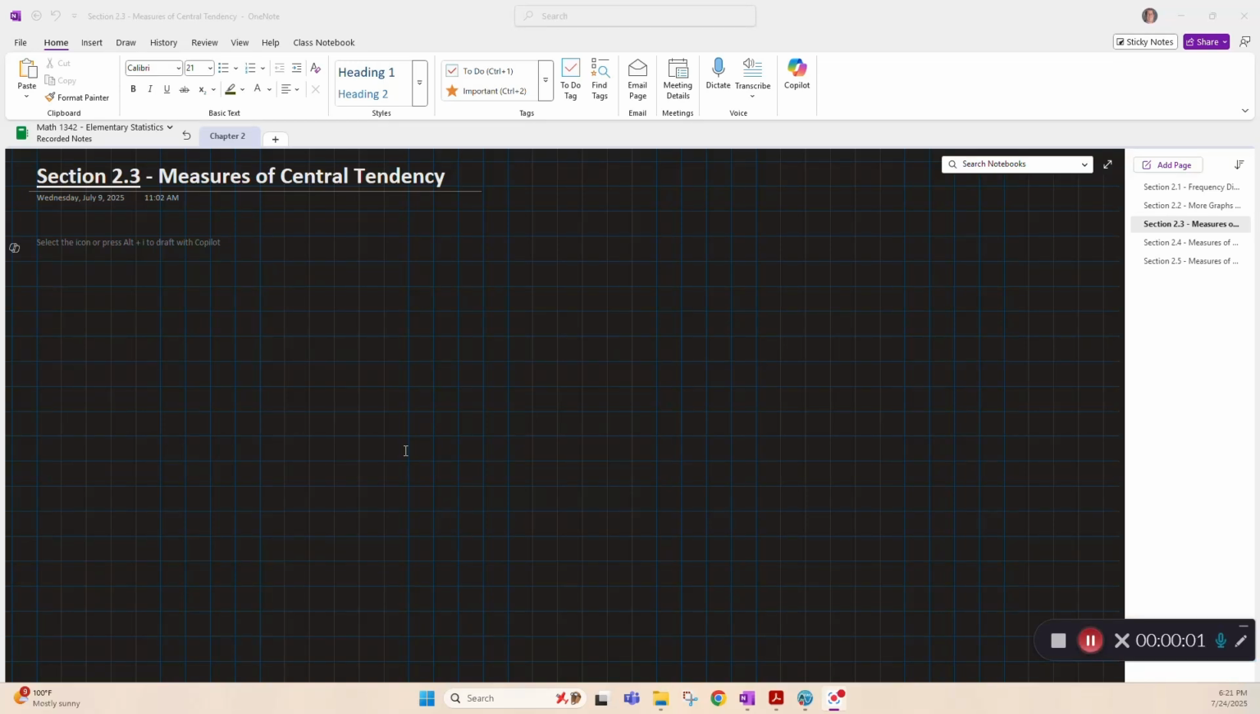Okay, let's get started with section 2.3. So up until now, in chapter 2, we've done a little bit of math, but not much. We have spent more time with graphs. Now we're going to start getting into the nitty-gritty of descriptive statistics. So let's start by looking at mean, median, and mode.